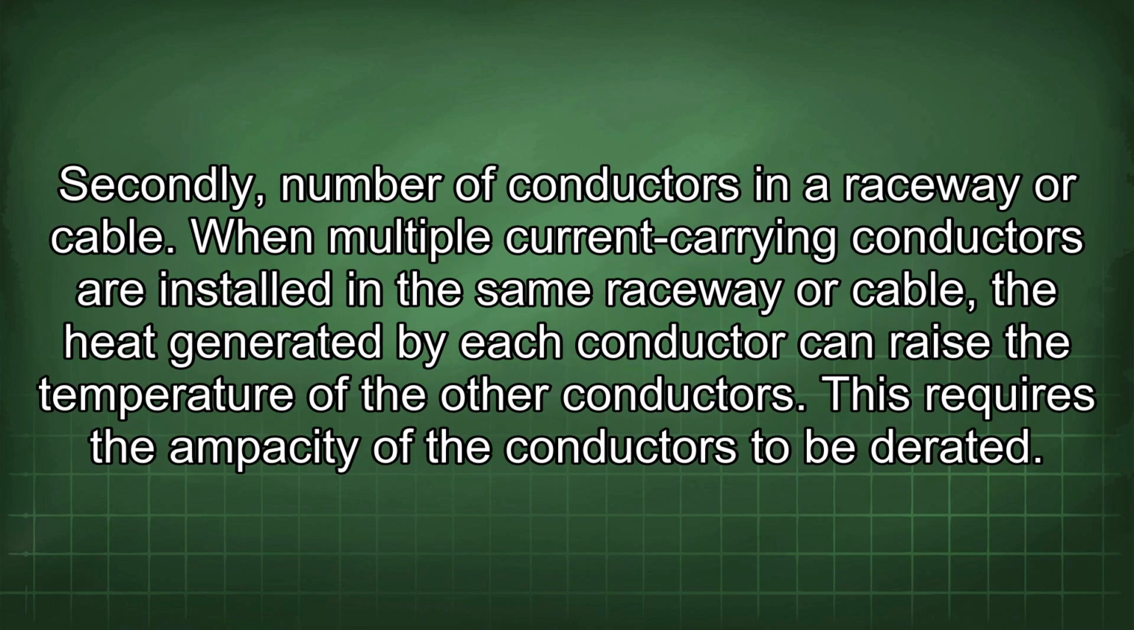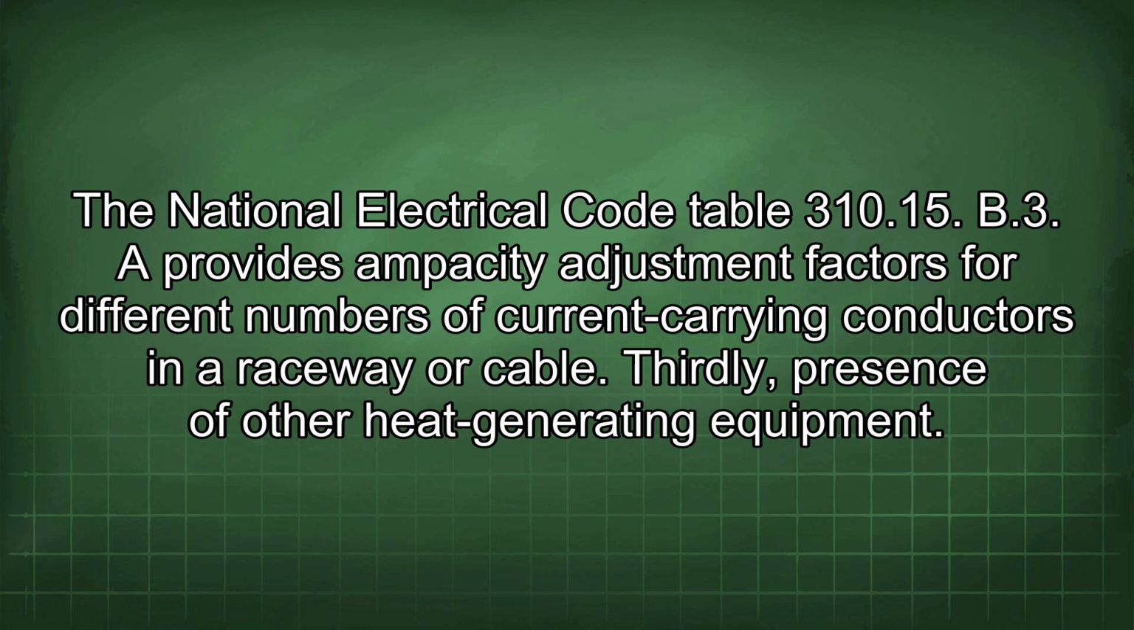Secondly, number of conductors in a raceway or cable. When multiple current-carrying conductors are installed in the same raceway or cable, the heat generated by each conductor can raise the temperature of the other conductors. This requires the ampacity of the conductors to be derated. The National Electrical Code Table 310.15(B)(3)(a) provides ampacity adjustment factors for different numbers of current-carrying conductors in a raceway or cable.